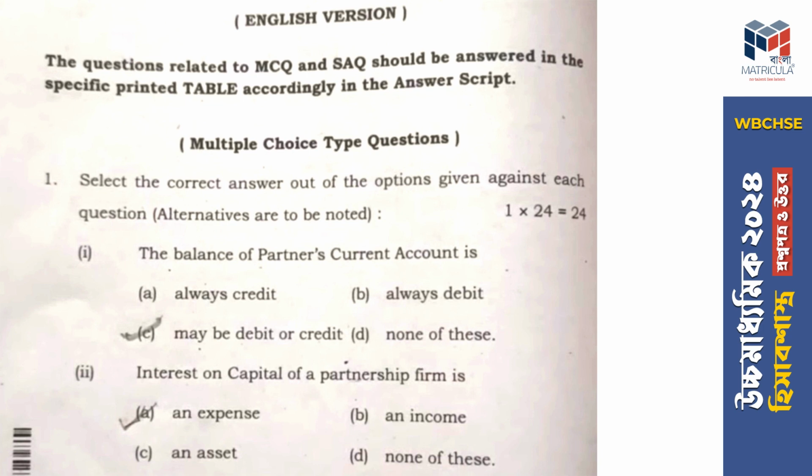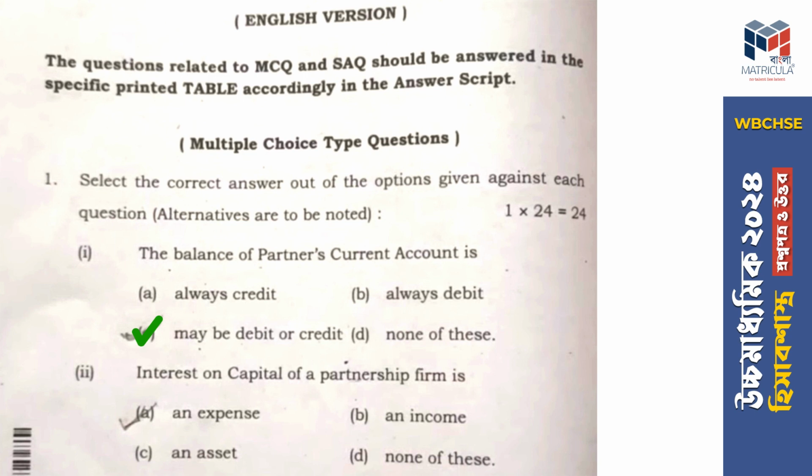নাও। কোশ্চেন নাম্বার 1, the balance of partners' current account is option A always credit, option B always debit, option C maybe debit or credit, option D none of these. Right answer is option C, maybe debit or credit.